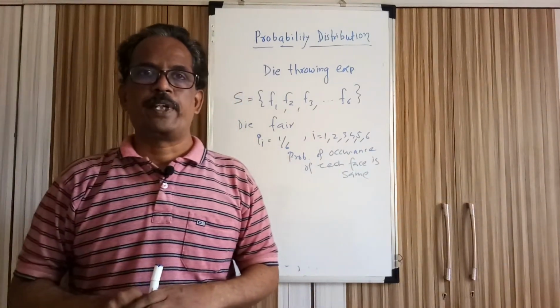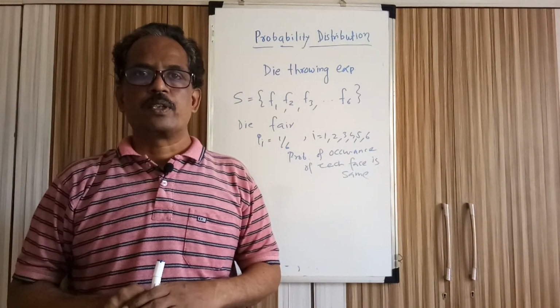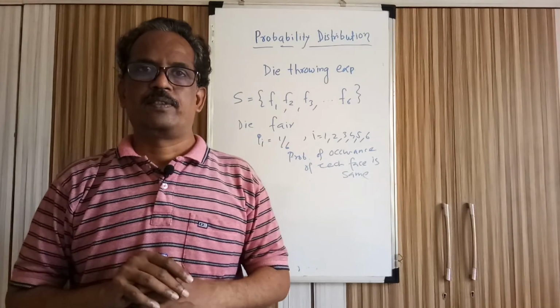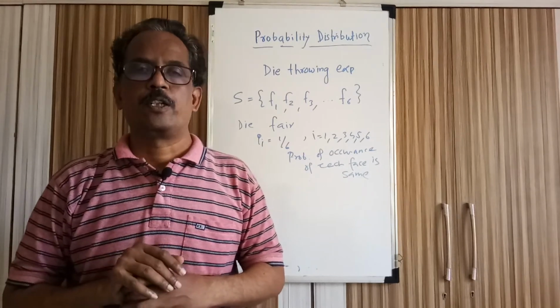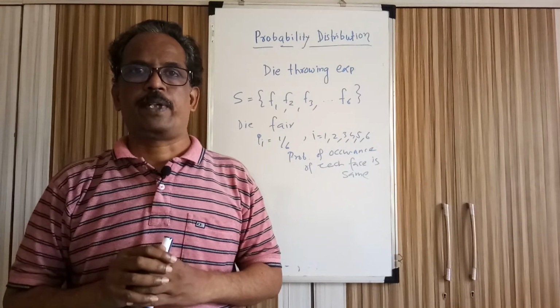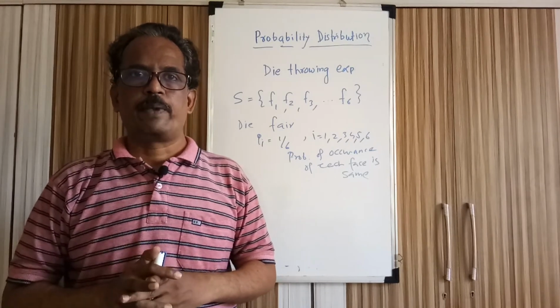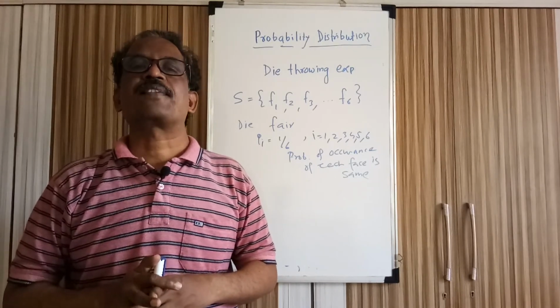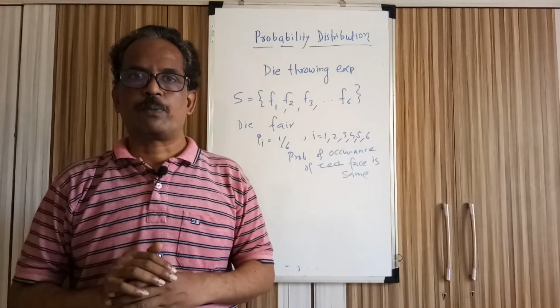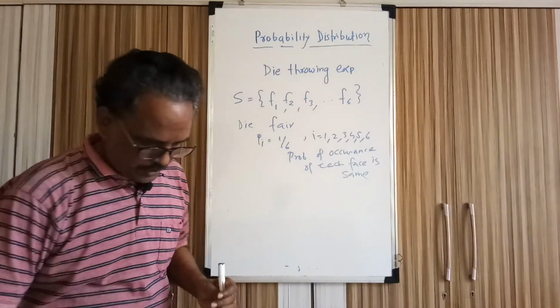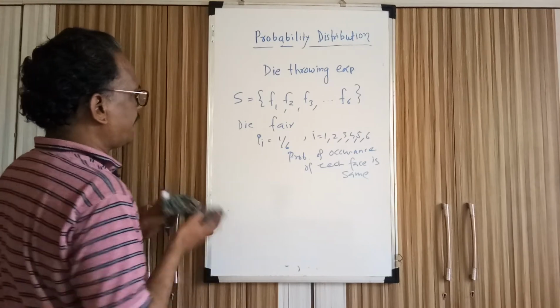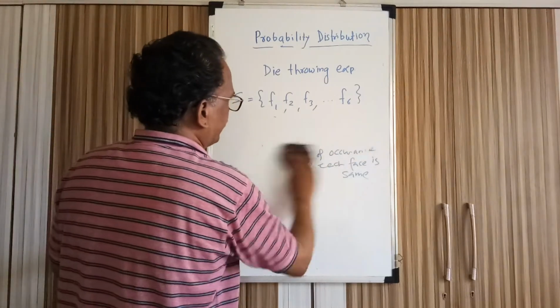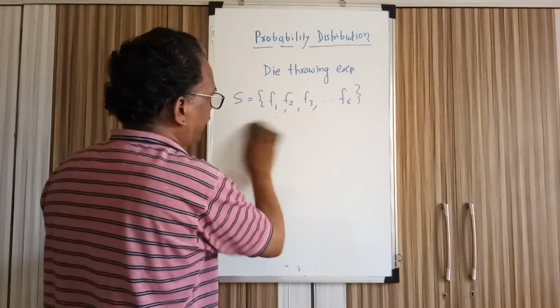Using this sample space, beyond a point we cannot interpret this experiment. So we want to interpret this experiment. For interpretation of the experiment, it is possible if we assign real values to each of these outcomes. So let us use the concept of random variable, which I already explained in my earlier videos.